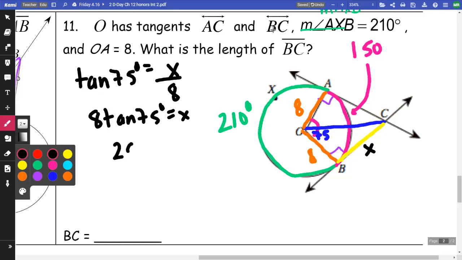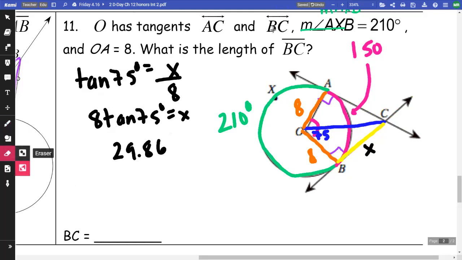I end up with 29.86. They didn't give us any units. And that's what BC is. That is our BC.